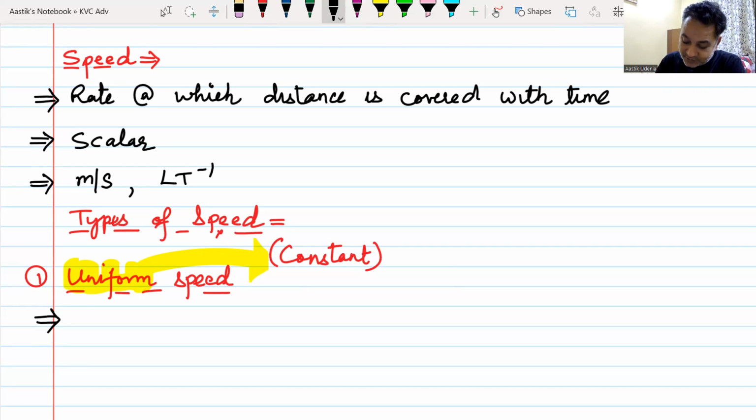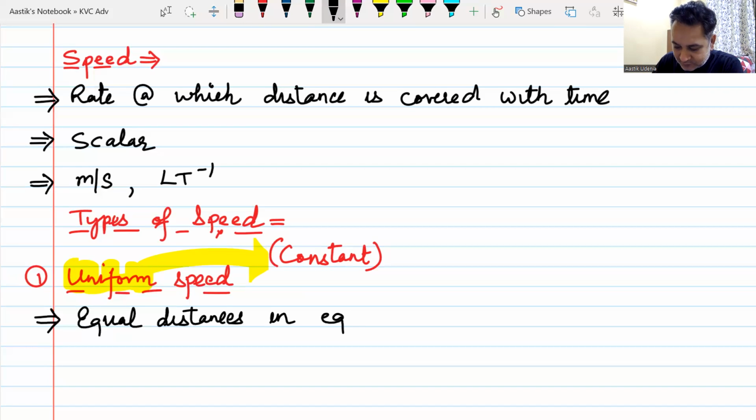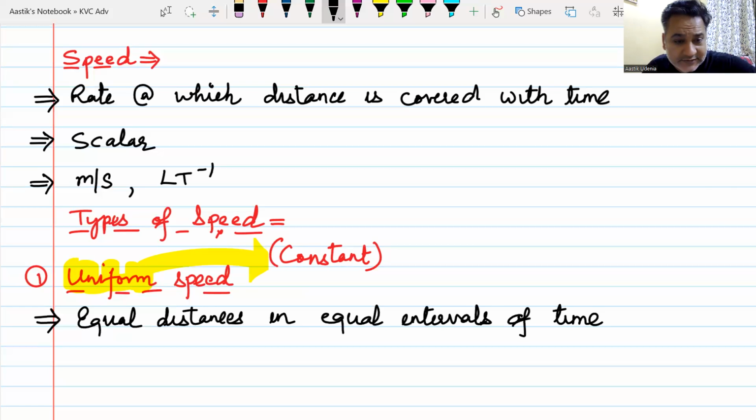Okay. If a body covers equal distance in equal interval of time, that is known as uniform speed. If a body travels or covers equal distances in equal intervals of time, we will say that the body is moving with uniform speed. Yes or no? Yes, sir.